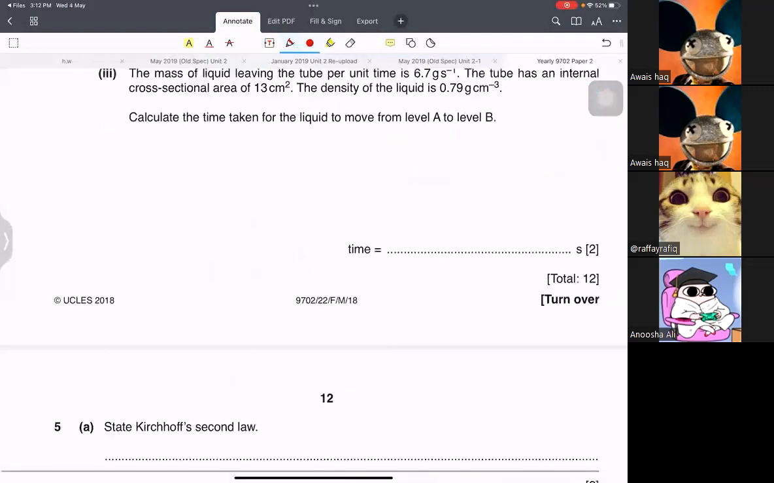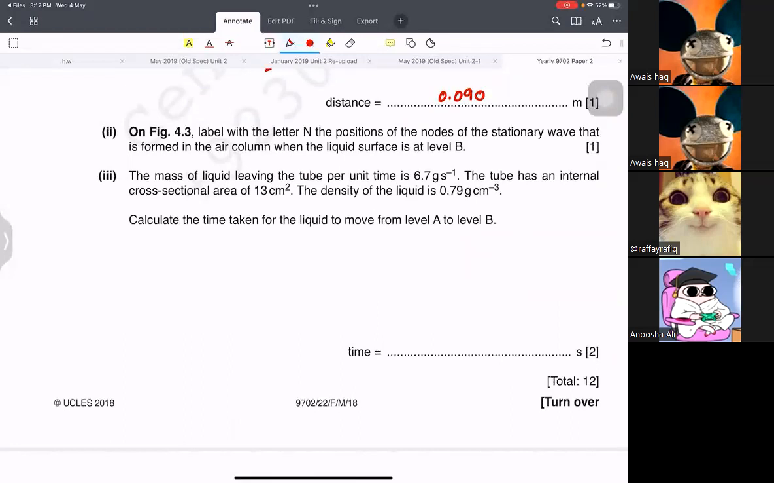So remember that. Now, the mass of liquid leaving the tube per unit time is this, the tube has an internal cross section. Okay. The density is this. Calculate the time taken. Whoa. Well, we could do this. First of all, I would want to see density is mass over volume, right? So how much mass is there? 0.79 equals mass over well, they haven't given us anything like this. They're very bad people. I don't like them at all.